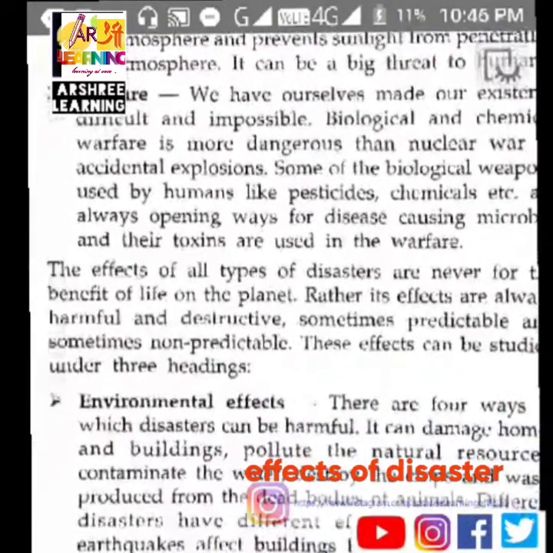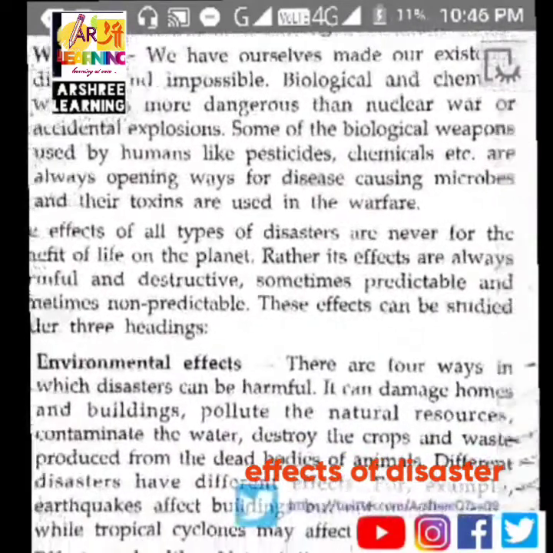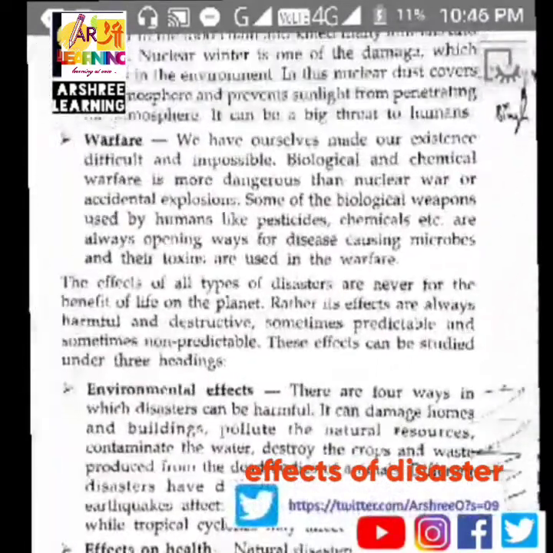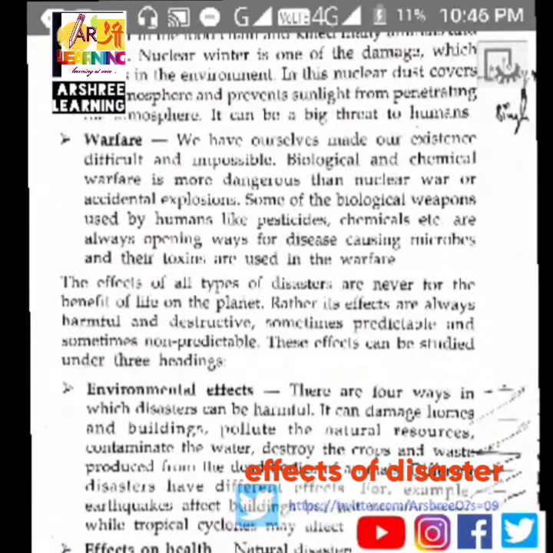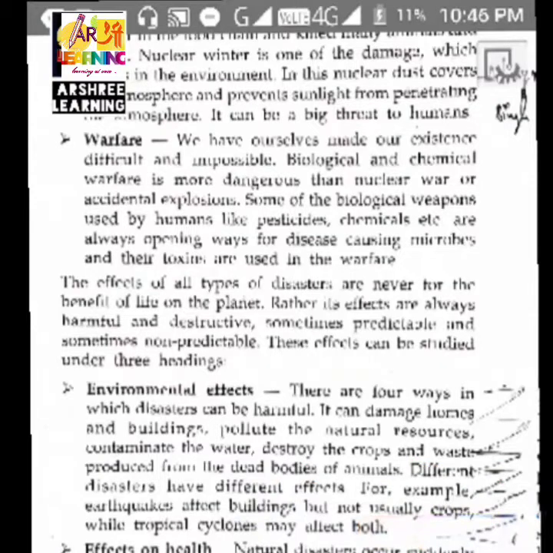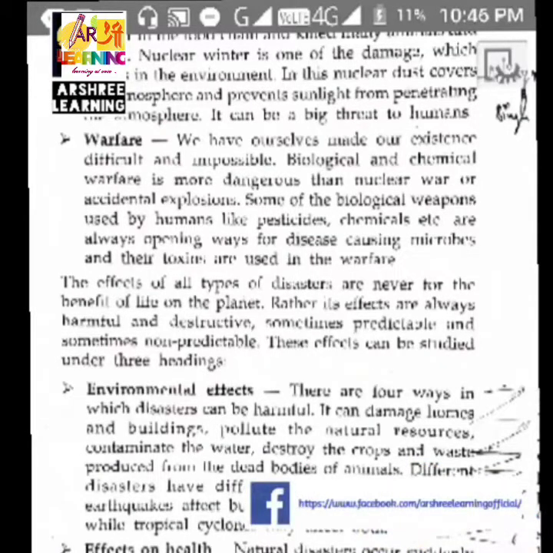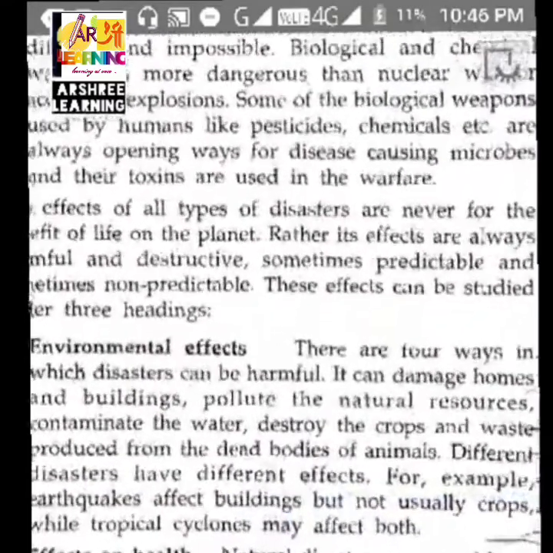The effects of all the disasters are never for the benefit of life on the planet; rather, their effect is always harmful. So what are the effects of any disaster, whether man-made or natural? The first harmful effect is the environmental effect. There are four ways in which disasters can be harmful. It can damage homes and buildings, pollute natural resources, contaminate water, destroy crops, and produce waste from the dead bodies of animals.